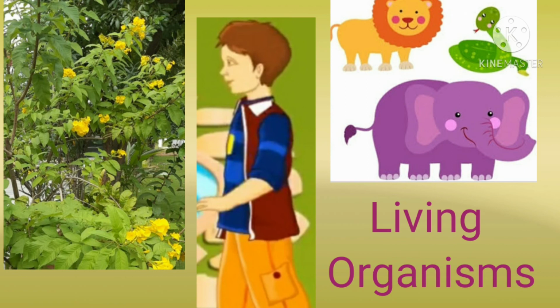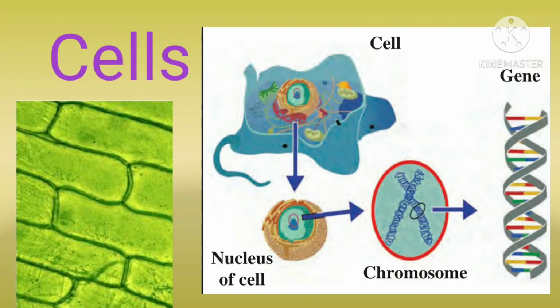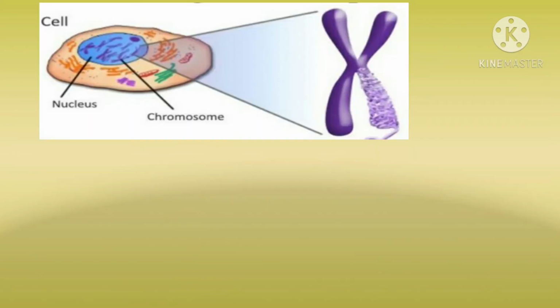All the living organisms like plants, animals, and man are made up of cells. A cell is a basic unit of all the living organisms. Every cell has a nucleus, which is a controlling center of the cell. The nucleus contains a supercoiled structure called chromatin reticulum. This chromatin gets converted into supercoiled and condensed structures called chromosomes during cell division.